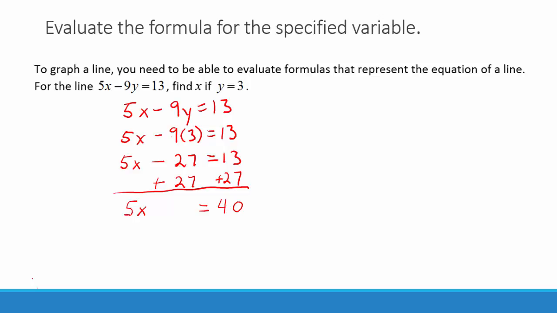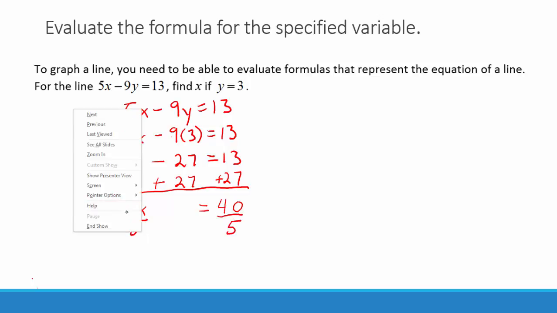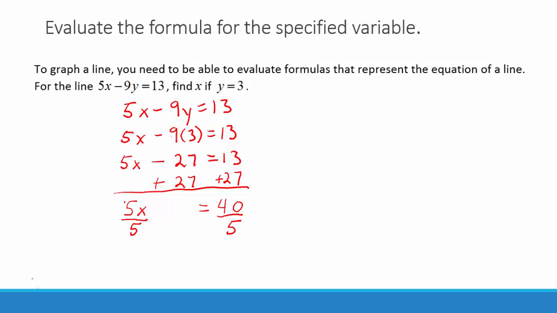Now, we need to move the 5 to the other side. It is attached to the x by multiplication. To undo multiplication, we will divide by 5 on both sides. 5 divided by 5 is equal to 1, and 1 times x is x. 40 divided by 5 is 8. So the value of x is 8.